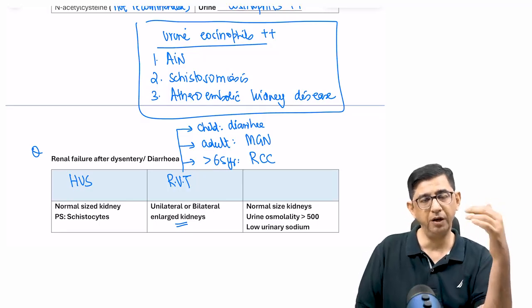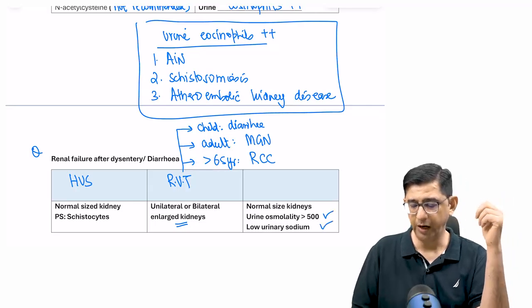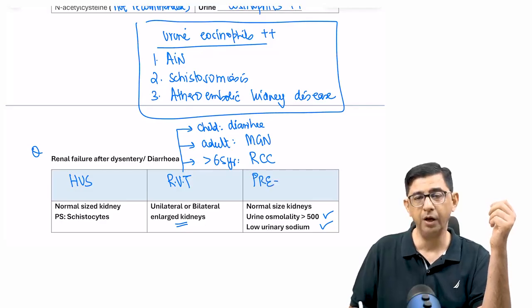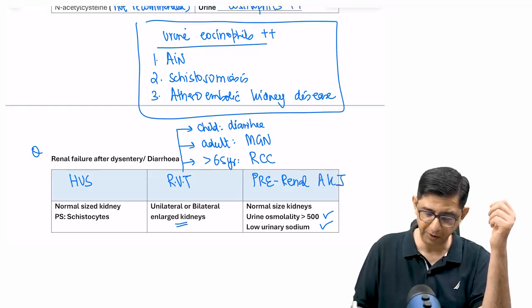If you get renal failure after dysentery and there are normal sized kidneys, urine osmolality is more and urinary sodium is low, then I've already explained to you this aspect that this would be a pre-renal variety of acute kidney injury occurring in a patient.